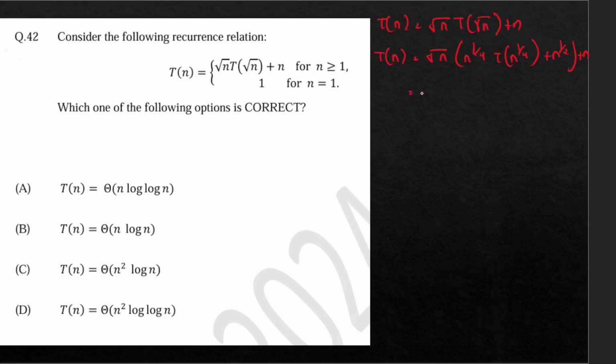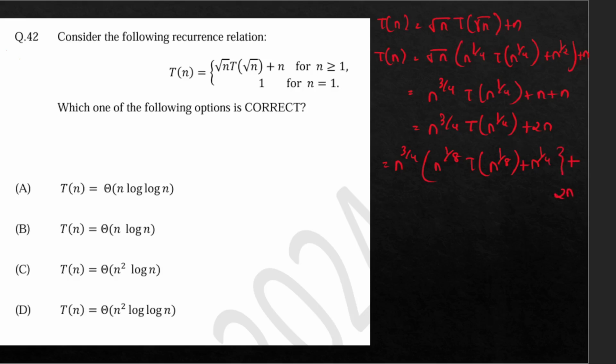After that, if you solve this, n to the 3 by 4 T of n to the 1 by 4 plus n, which is n to the 3 by 4 T of n to the 1 by 4 plus 2n. Then n to the 3 by 4, n to the 1 by 8, T of n to the power 1 by 8 plus n to the 1 by 4 plus 2n, like this. Okay, and so what is the final answer? n to the 7 by 8 T of n to the 1 by 8 plus 3n.